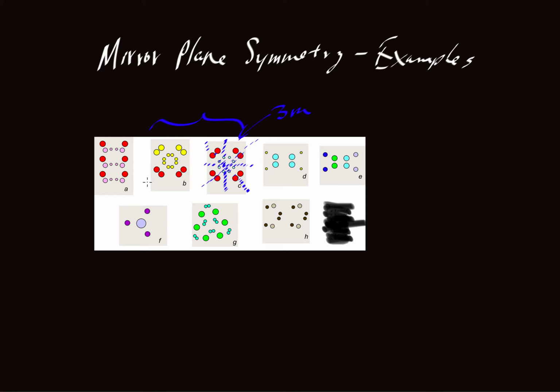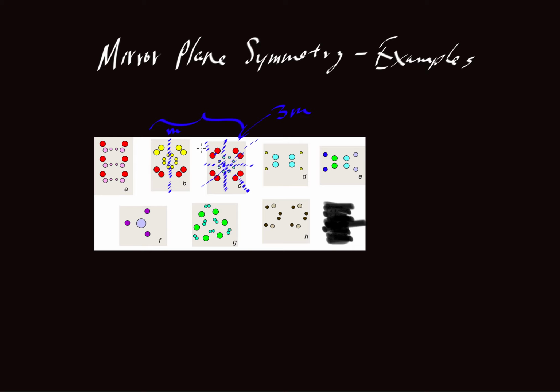We might be able to draw, let's say, a vertical line. Would this work? Yeah, that would seem to work. Red projects over here and yellow projects over here. So we do have a mirror plane symmetry there.